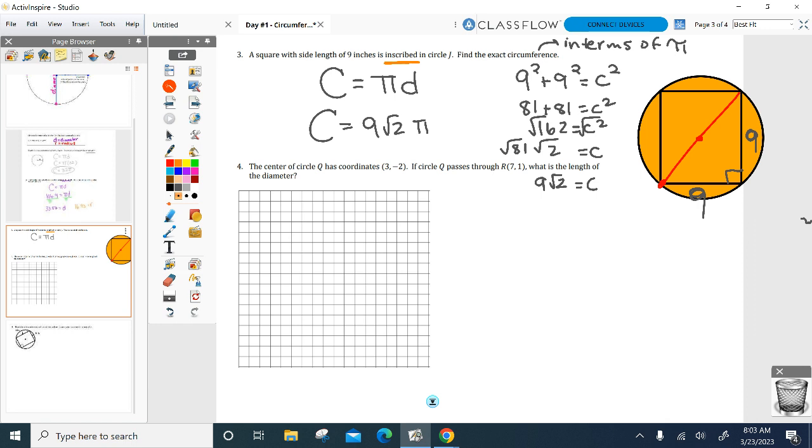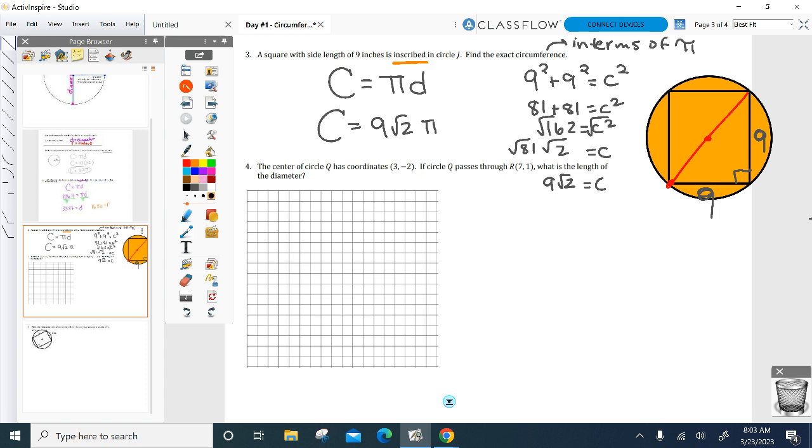All right, questions, comments? All right, we got 2 more with this one together, last one on your own. Center of a circle Q has coordinates 3, -2. Circle Q goes through R. What's the length of the diameter? All right, let's get a visual of this, right? Go ahead, set up a graph for me.